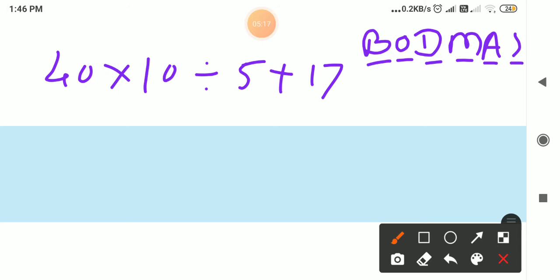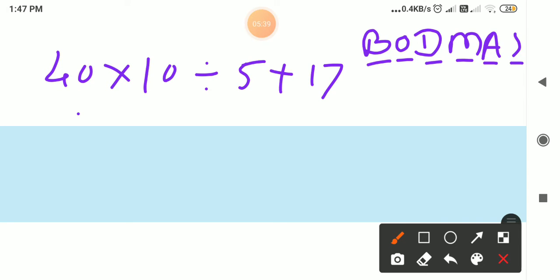From left to right. Just see where your left hand is, that is your notebook, the mobile's left hand is there. So which number is there at first on the left? 40 is there. And here which is the first operation from the left side? That is the multiplication. So we have to do the multiplication first. So do the multiplication of these two first.